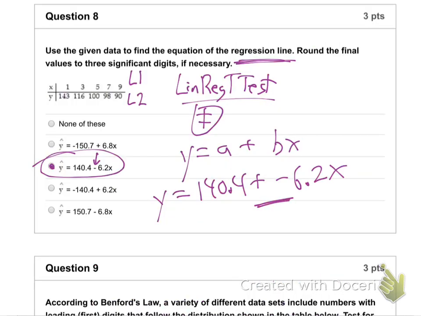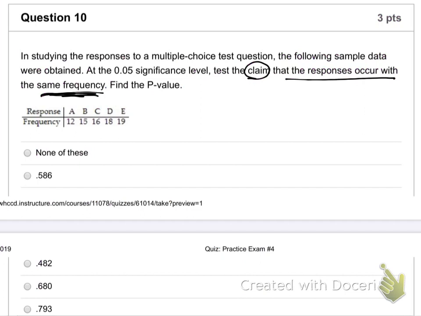So that's the help, but let's make sense of this. What are they really saying? Let's try to be real here. They're saying people are answering a multiple choice test, right? 12 times they answered A. 15 times they selected B. 16 times they selected C, etc. And they're asking us to test the claim that they answered everything with the same frequency. In other words, they did the same number of A answers as B answers, as C, D, and E.